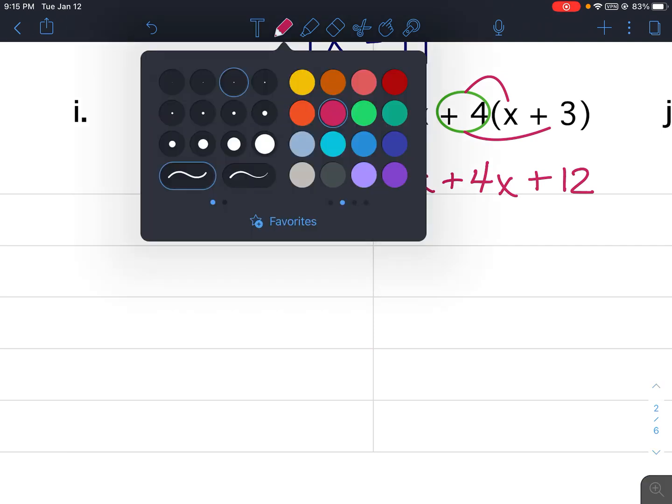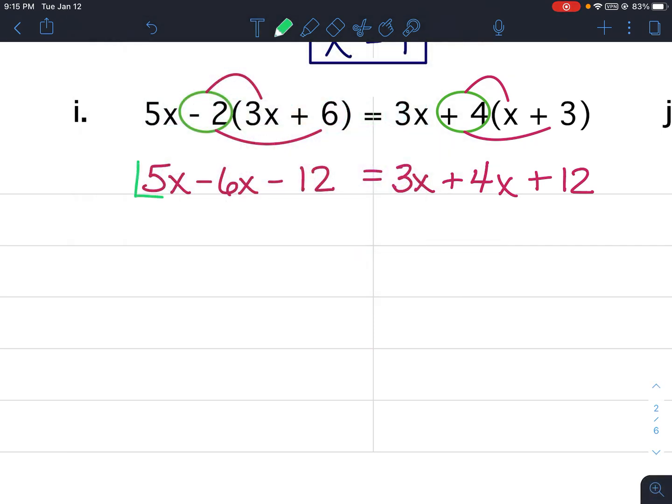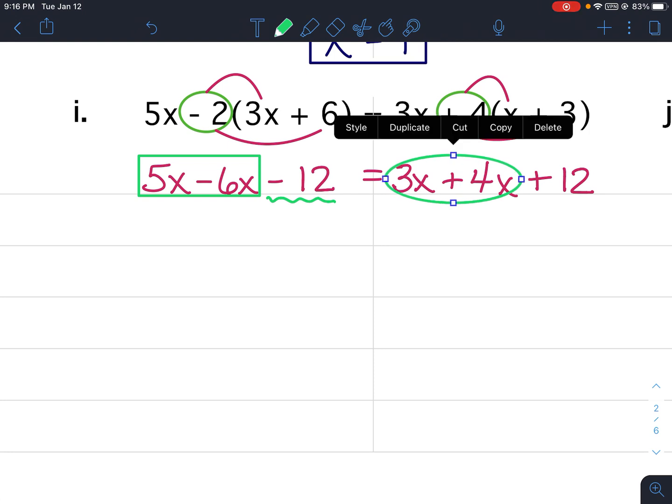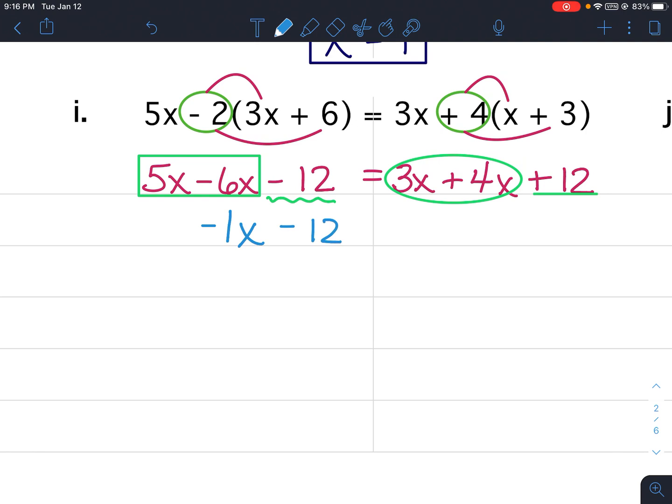All right, step 2, combine like terms. So I've got 5x minus 6x on this side, constant term of negative 12. And then I have 3x plus 4x on this side, and a positive 12. So I'm going to combine my like terms. 5 minus 6 would give me negative 1x. Bring down the negative 12. 3x plus 4x is 7x. Bring down the positive 12.